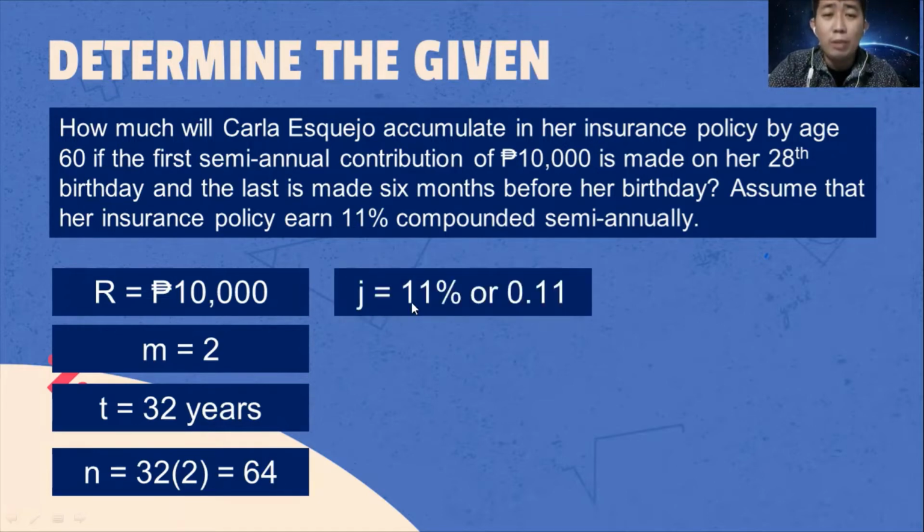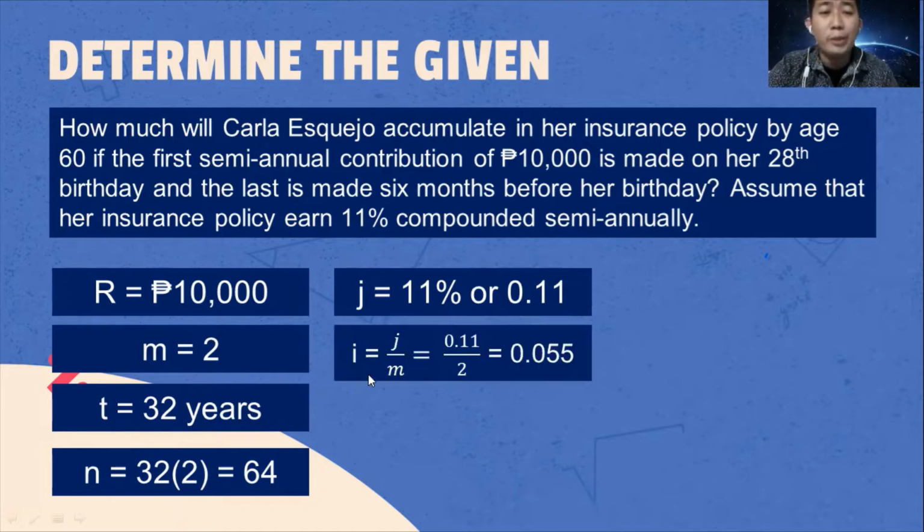J is equal to 11% or 0.11. That is the nominal interest rate. In order for us to get the value for I, we divide J by M, the nominal interest rate divided by the total number of compoundings per year. We have 0.11 divided by 2 because we have 2 compoundings per year, since it is semi-annual. 0.11 divided by 2 is equal to 0.055.